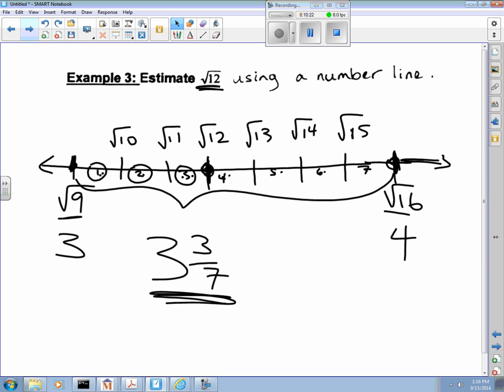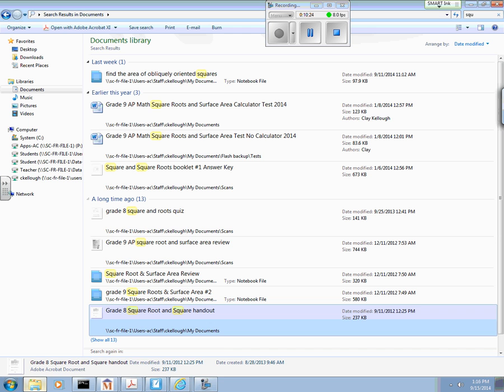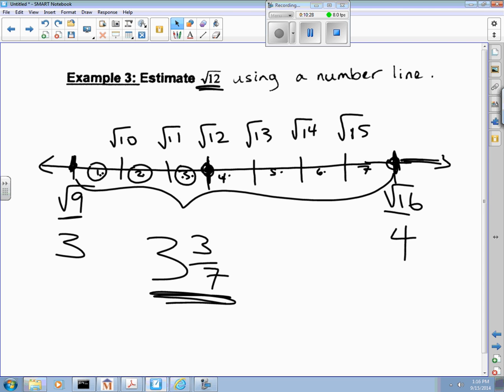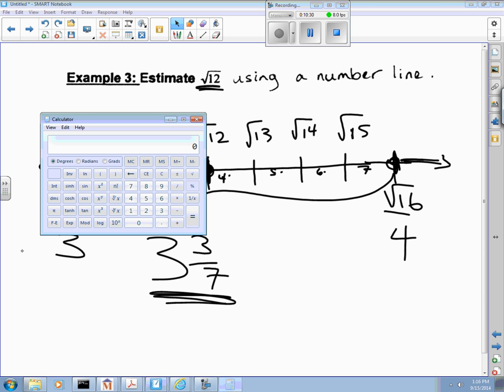Seconds up. And like I always do, oops, didn't want to do that. Hang on. Sorry about that. Where'd my calculator go? There he is. Let's see how close we are.